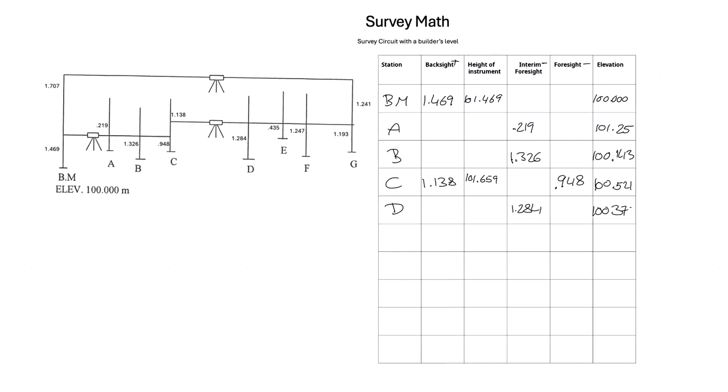It gives us an elevation for D of 100.375. Great. Now moving on to E, we have another interim foresight, 0.435. And again, taking our height of instrument, haven't moved, minus our reading will give us the elevation of E.